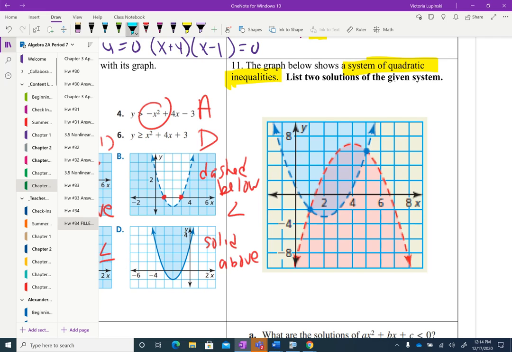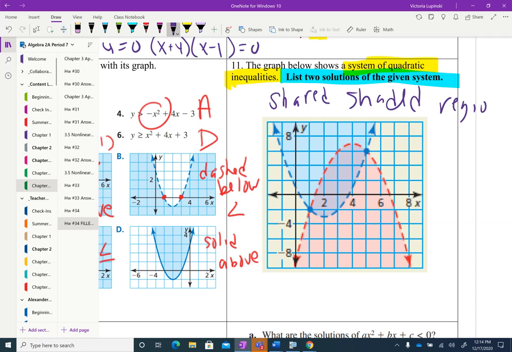When they ask you to list 2 solutions of the given system, does anybody remember where the solutions lie if there are 2 parabolas? In between the red and the blue. And so I'm going to call that, just for argument's sake, the shared shaded region. So any value in the shared shaded region is going to be an answer to this system. It asks you to list 2 solutions.